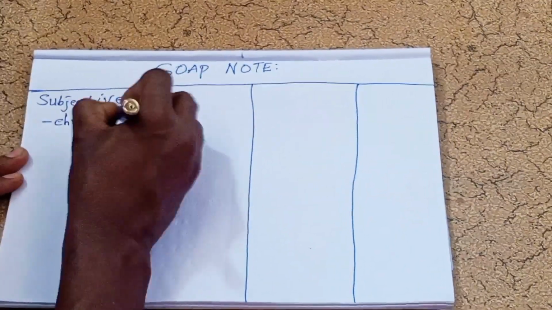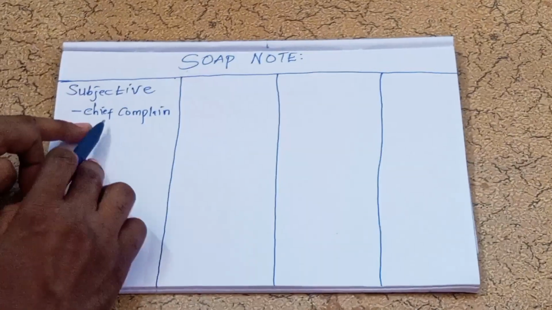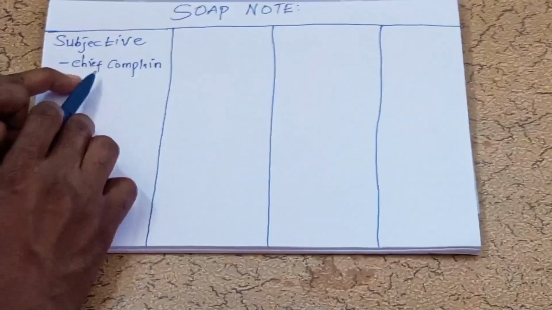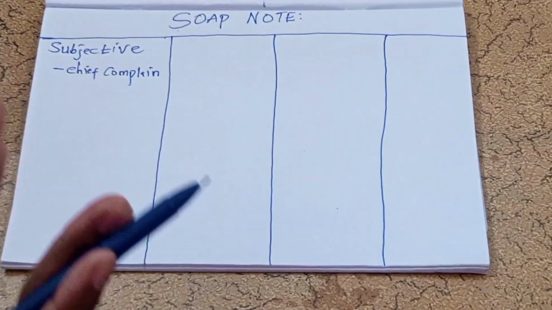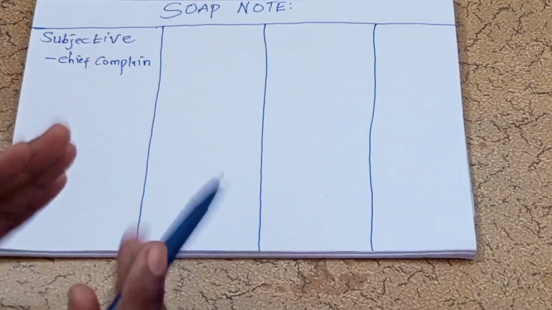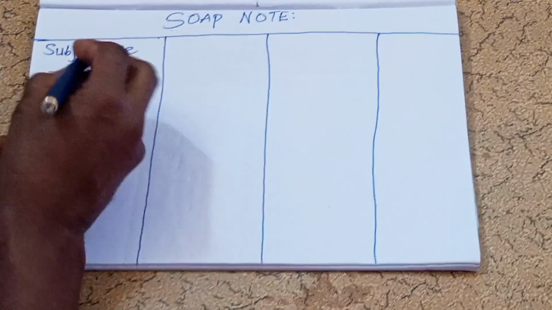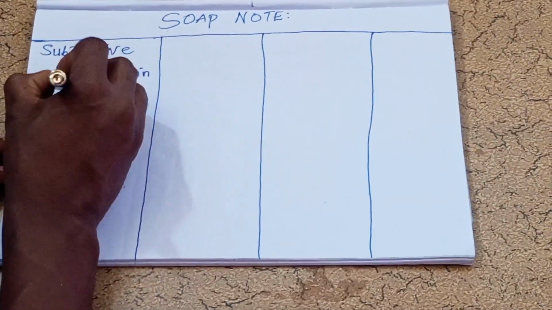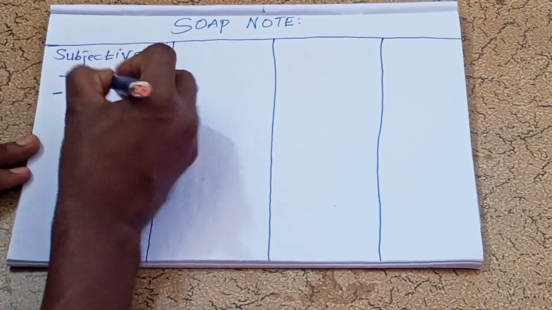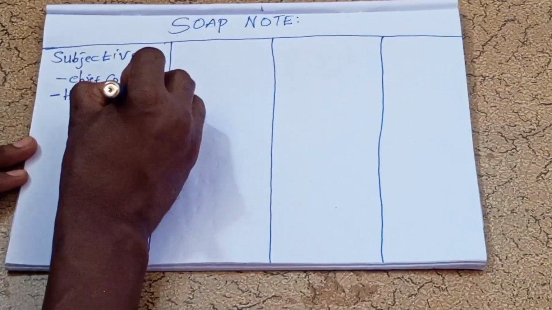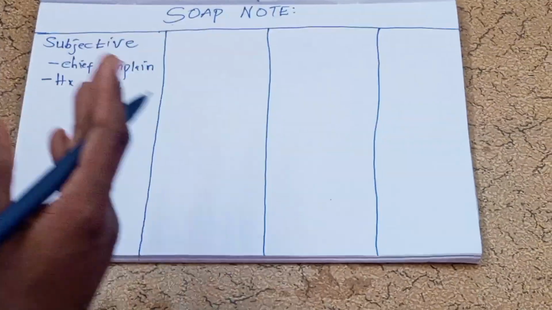Chief complaint. So you have to identify the chief complaint of the patient, that is the major concern or the compelling problem that has brought the patient to the hospital or to the clinic. You must also identify history of present illness and history of past illness.